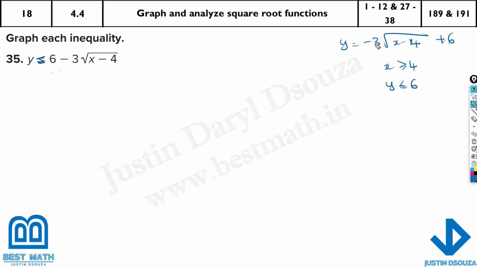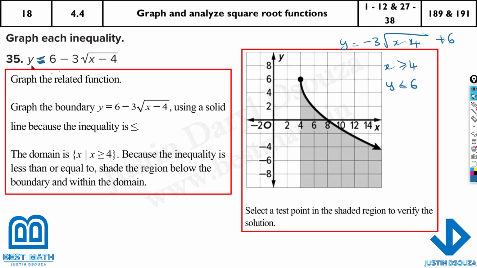It's vertically stretched, 4 units to the right, because that's x, that's 4 units to the right, and 6 units upwards. That's it. Now the graph changes a little bit. Here it's less than or equal to, look here. So it's a straight line. But if it was, say, less than, then it would be a dotted line.